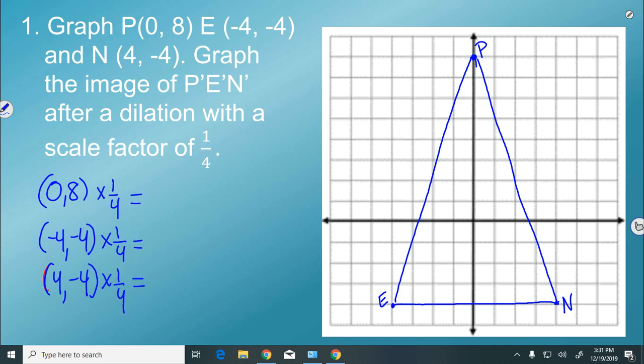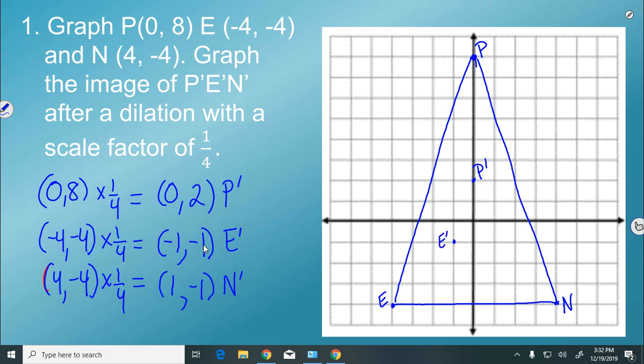So now 0 times 1/4 stays as 0, and 8 times 1/4 is 8 divided by 4, which is 2, and that's going to be our P'. Then -4 times 1/4 is -1, and the same for the next -4, -1 again, that's our E'. And then again, 1 and -1 for our N'. Again, multiplying by 1/4 is like dividing by 4, but whenever we're using a scale factor, we're really multiplying, not dividing. It just happens to be dividing there because it's a fraction. So we can graph those three. (0, 2) is P', (-1, -1) is E', and (1, -1) is N'.